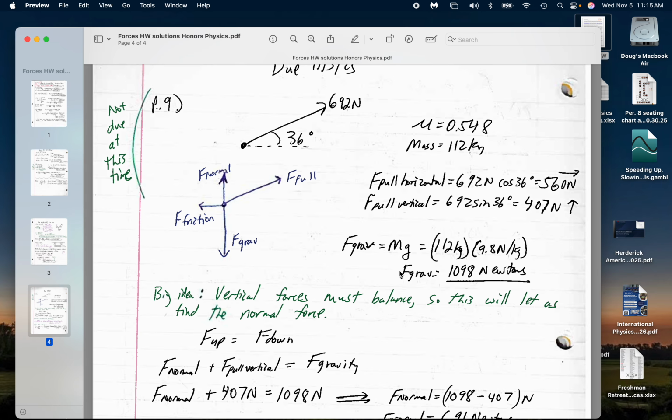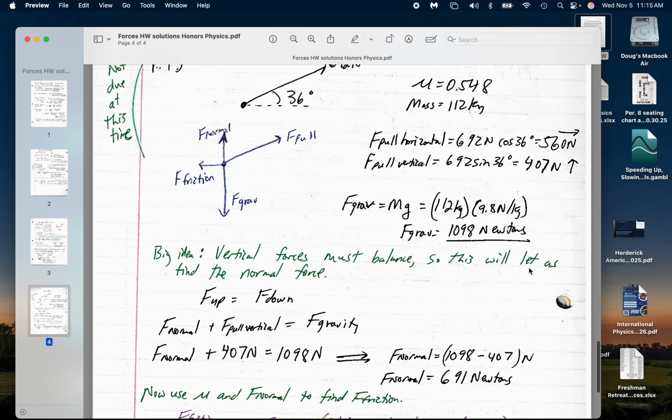The gravitational force down is mg, so that's 1,098 newtons. The big idea is the vertical forces have to balance, so that lets us find the normal force. Force up equals force down. The normal force plus the vertical component of the pull is equal to gravity. So we've got F normal plus 407 newtons equals 1,098 newtons. That lets me know that the normal force is 691 newtons.